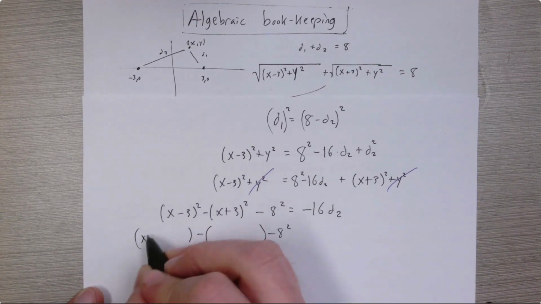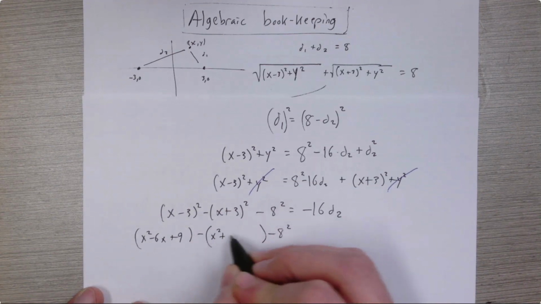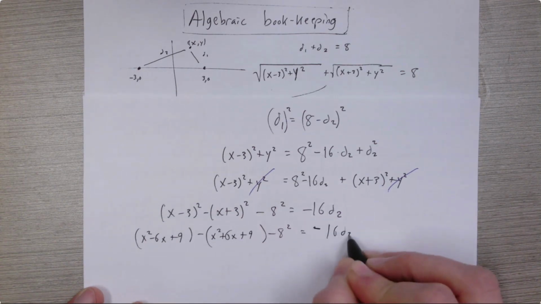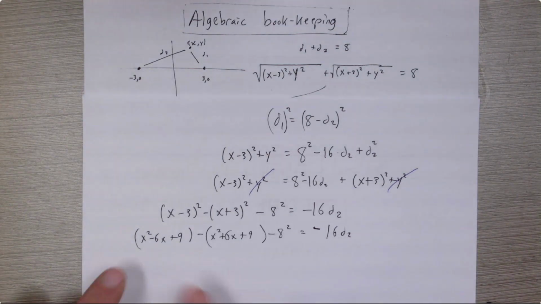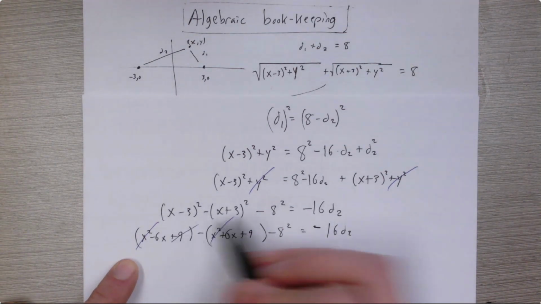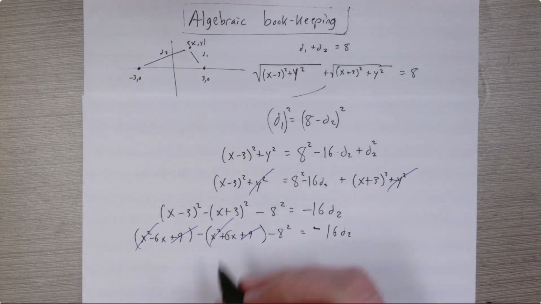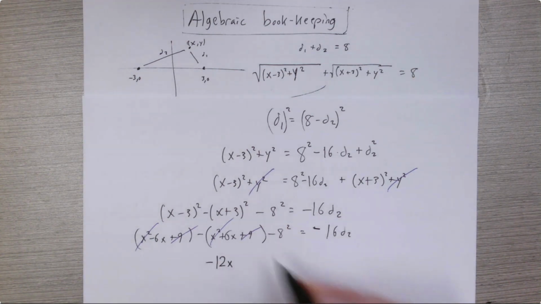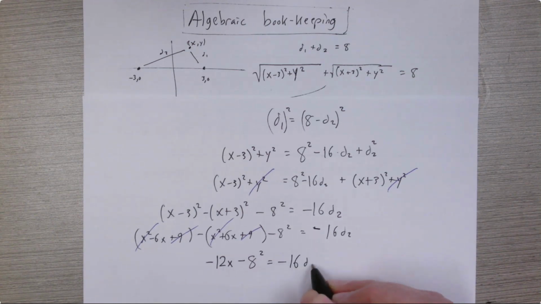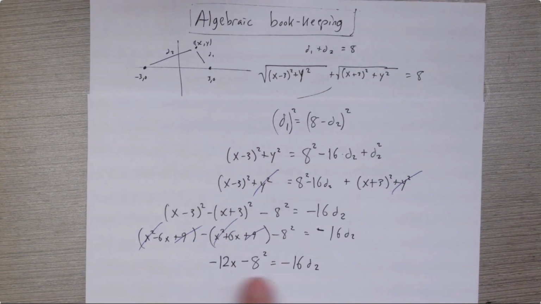So when I expand this, I'll have x squared minus 6x plus 9. When I expand this, I'll have x squared plus 6x plus 9. And then on this side, I've got still the same thing. So now a nice thing's going to happen. I've got x squared minus x squared, so that makes 0. I've got 9 minus 9, so that makes 0. And now I've got negative 6x minus another 6x, so that's going to make negative 12x, and then this is minus 8 squared, and then that's negative 16d2. So see, it expanded to get ugly, but I'm still feeling calm because that doesn't look so bad.